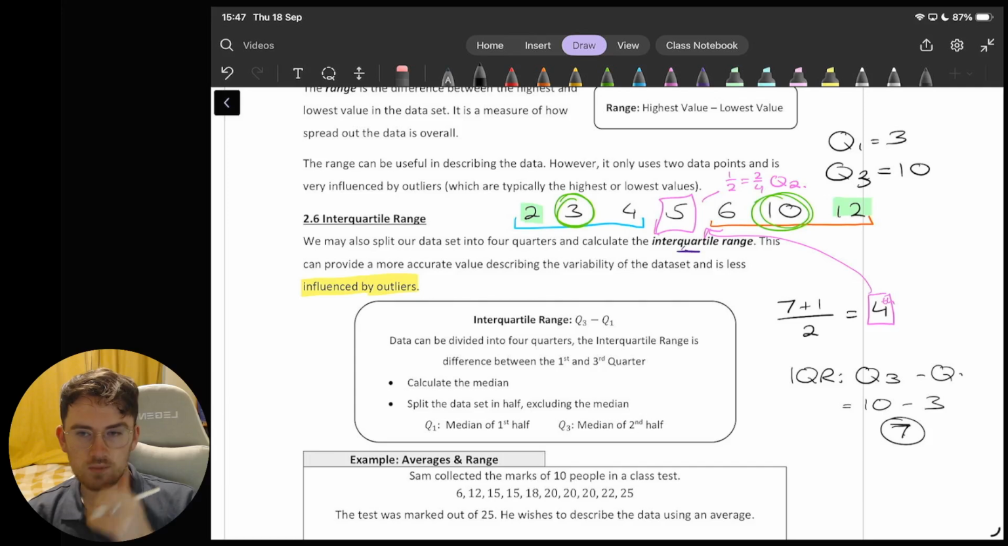So really what we're doing is we calculate the median, we then ignore that median term, consider the data now split into 2, and we calculate the median of what is left.